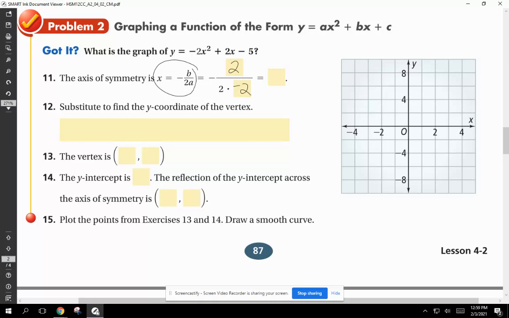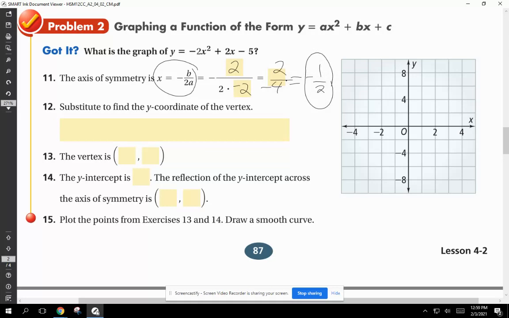What is 2 times negative 2? Negative 4, and 2 right here. How does that simplify, David? Negative 2 over 4. Negative 1/2. Good job, David.